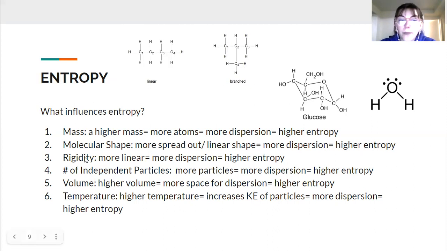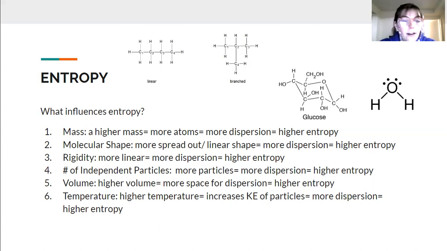Rigidity is very similar to molecular shape. The more linear a molecule is, the less rigid it is. So if we look at this linear molecule, we know that that line is going to very easily move about and change its shape, and that will help us disperse energy. Whereas in this branched molecule, it's going to be hard for that molecule to move about, which will make it harder to disperse energy, which will result in a lower entropy.